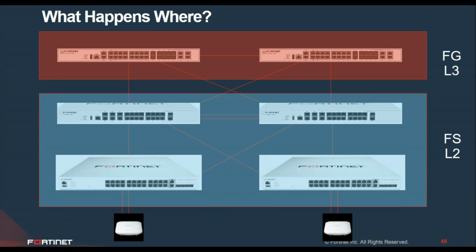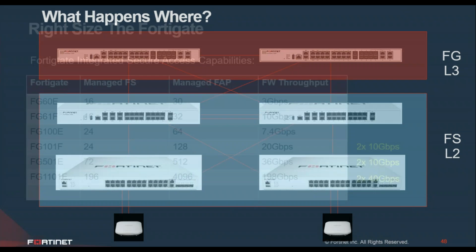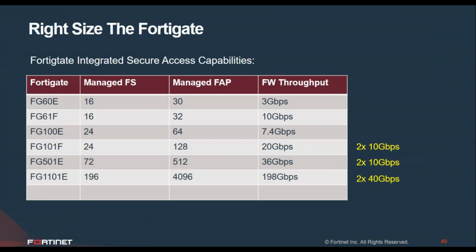And since this is the case, when I'm deploying a FortiLink network of FortiSwitches, I need to make sure that I right size the FortiGate. So the FortiGate's not just a firewall, it might be managing my switches, managing my access points, doing all my north-south and east-west routing, and I need to plan appropriately for that.